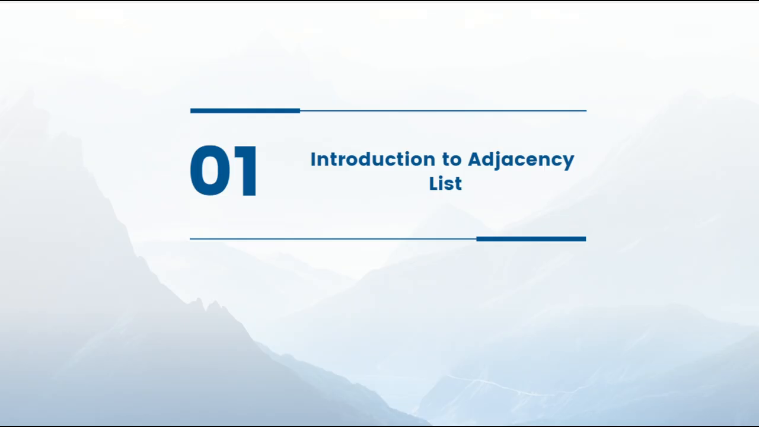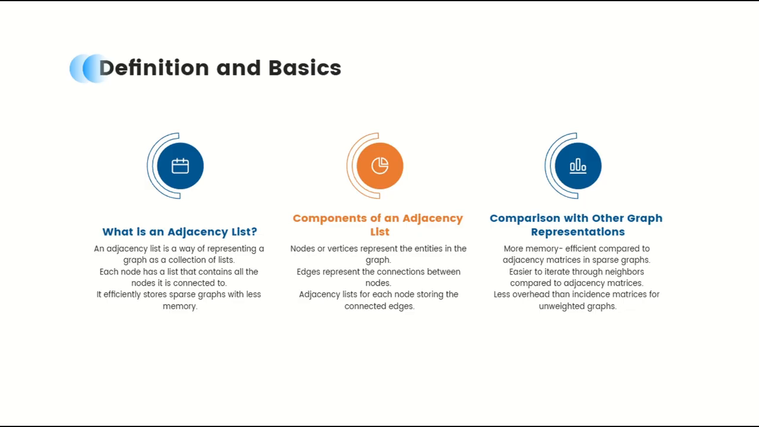Now let's understand what an adjacency list is. The basic definition of an adjacency list is that it is a way of representing a graph. The components of an adjacency list are nodes or vertices, and the edges connecting one vertex to another. For each node, the adjacency list stores the connecting edges. It was created because it stores graphs with limited memory compared to adjacency matrices.